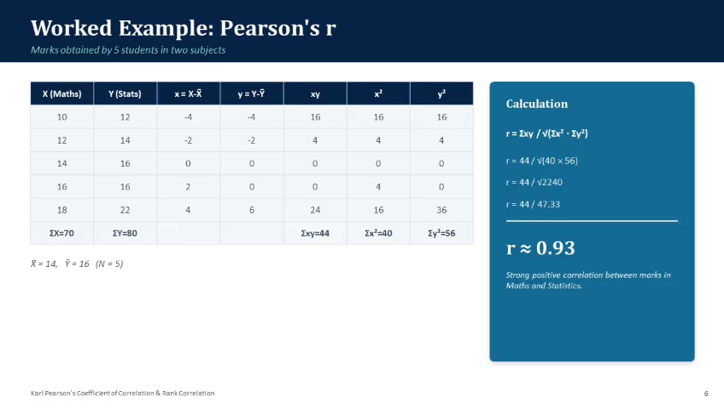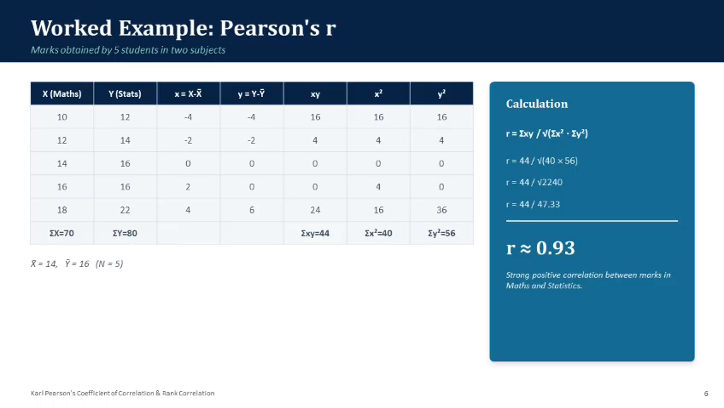One example of Karl Pearson's coefficient of correlation: capital X is the maths marks, capital Y is the statistics marks. We have to consider small x, that is equal to capital X minus capital X bar. Capital X bar is the mean of capital X. Therefore, that is equal to summation x by n, which is equal to 70 by 5, that is equal to 14. Therefore, the first element of small x will be 10 minus 14, that is equal to -4. 12 minus 14 is equal to -2, and so on.